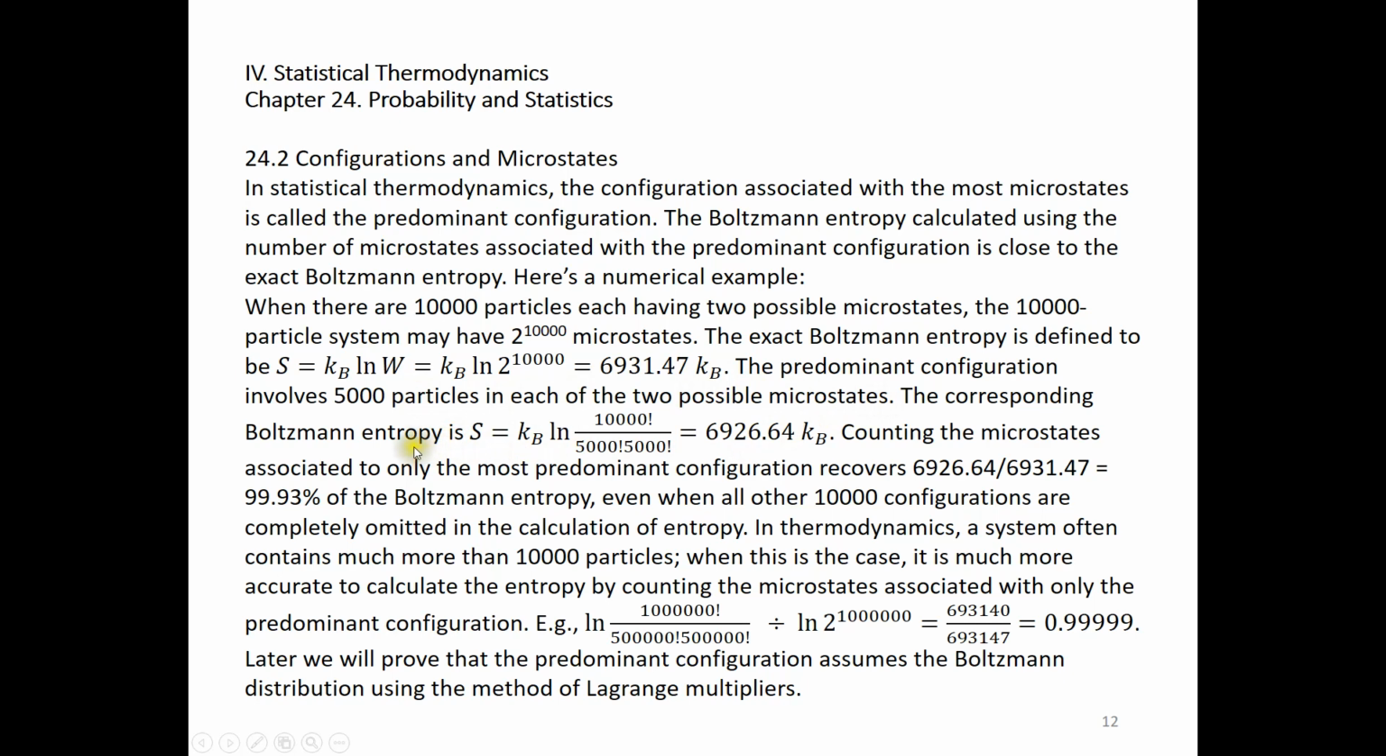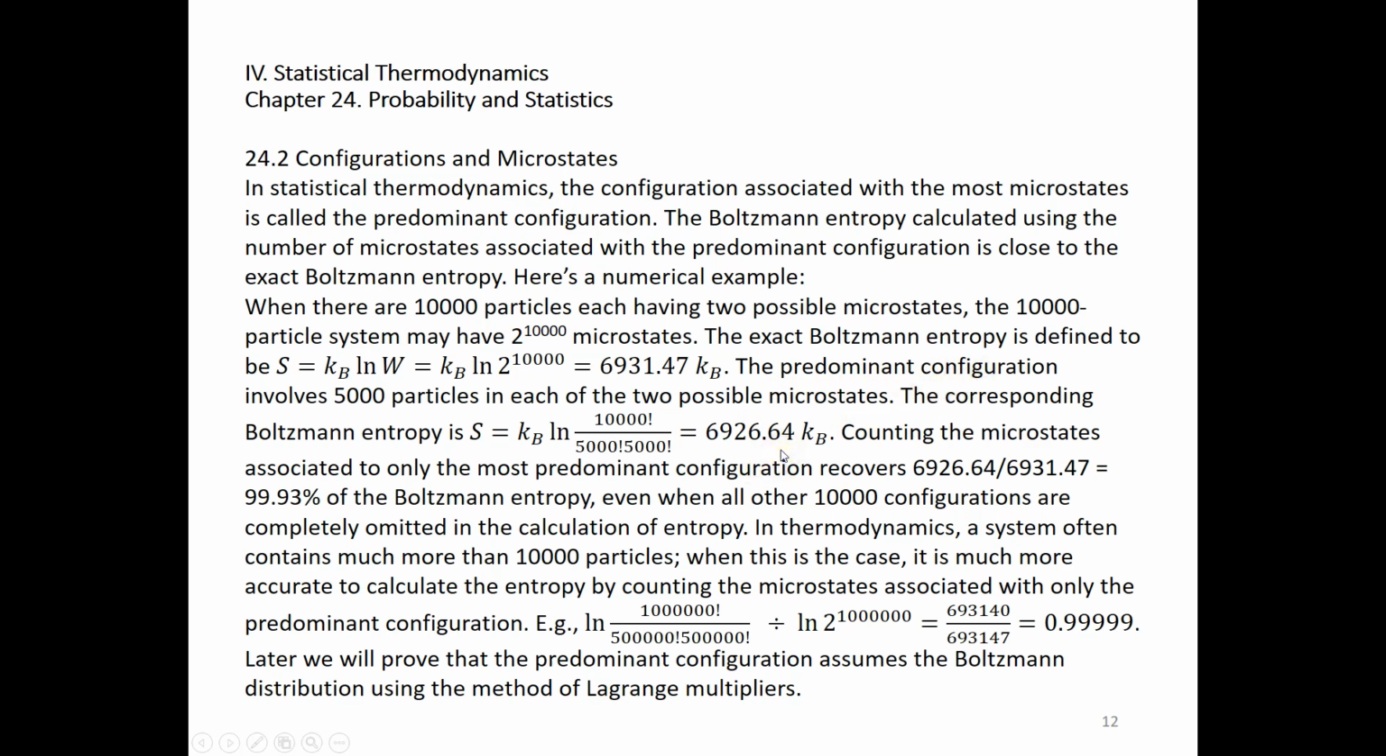The corresponding Boltzmann entropy using only the number of microstates associated with this predominant configuration is this. It's going to be 10,000 factorial over 5,000 factorial over 5,000 factorial. This is the number of microstates associated with this single predominant configuration. We get this number times KB. Compare these two numbers, they're awfully close. So we simply can ignore all other configurations. We just use the predominant configuration, we get the entropy.